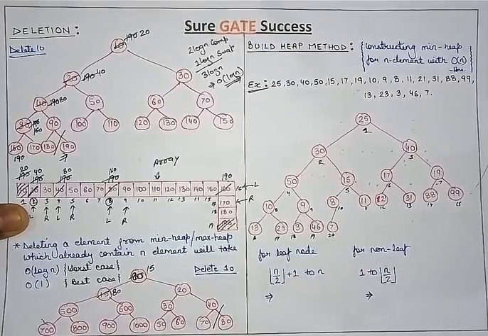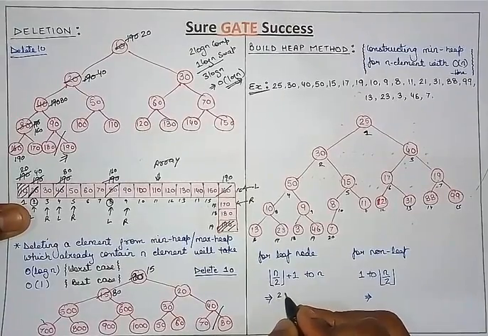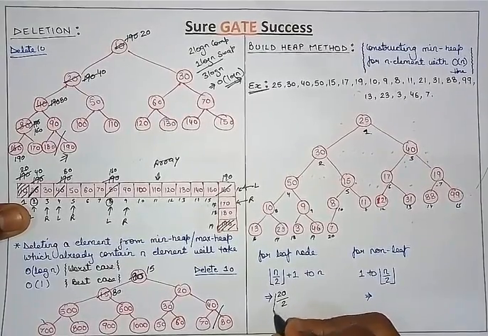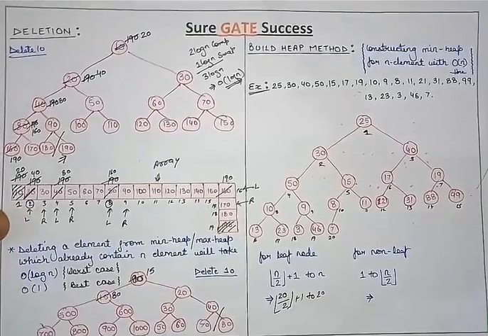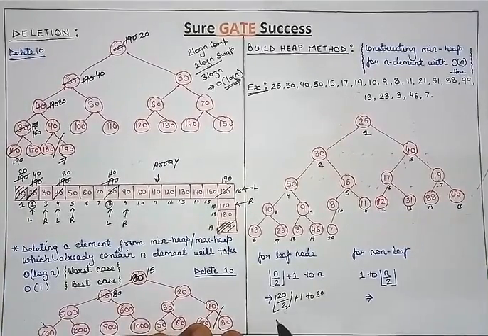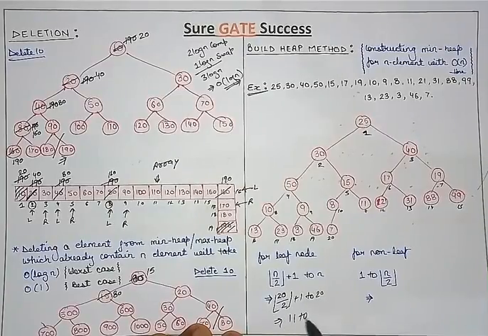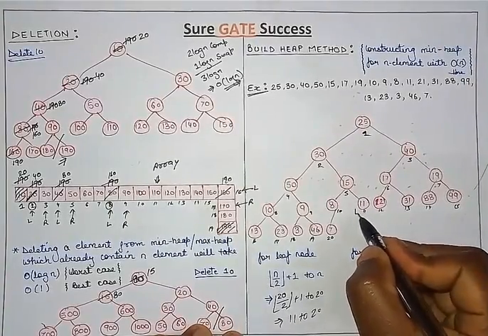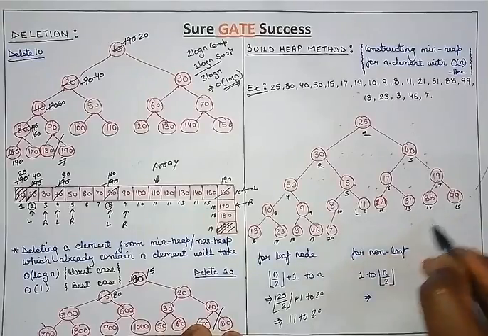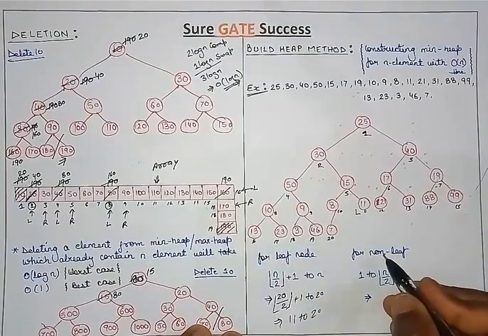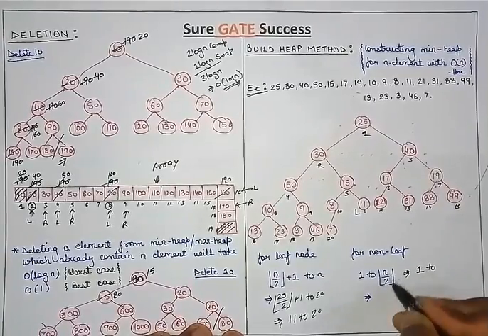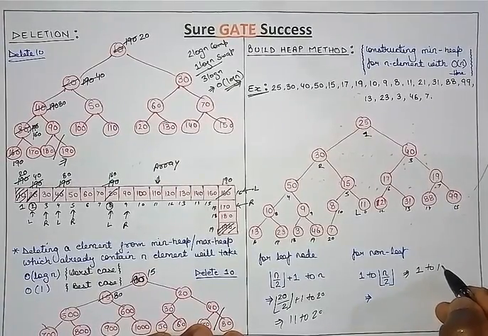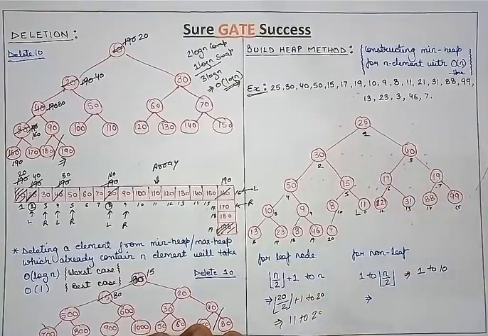So there are a total of 20 elements. To find the leaf nodes, we do 20 by 2 plus 1 to 20. That means the leaf nodes will be from 11 to 20. These all are leaf nodes. And for the non-leaf nodes, we do 1 to n by 2, which is 10. So 1 to 10 are the non-leaf nodes.